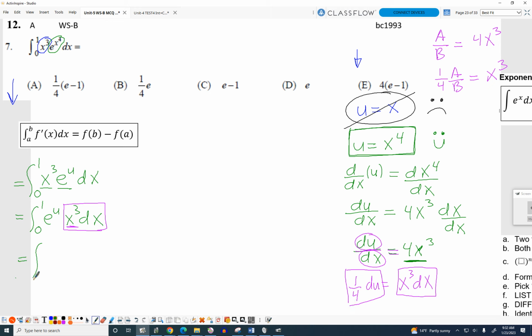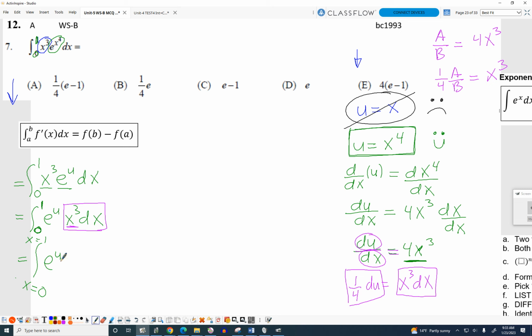Ian, does this 0 represent a value of x or a value of u? X. It's x. It came from here and here when they were values of x. We haven't done anything to change them. So for emphasis here, we're going to write x equals 1, and x equals 0. And we have e to the u.